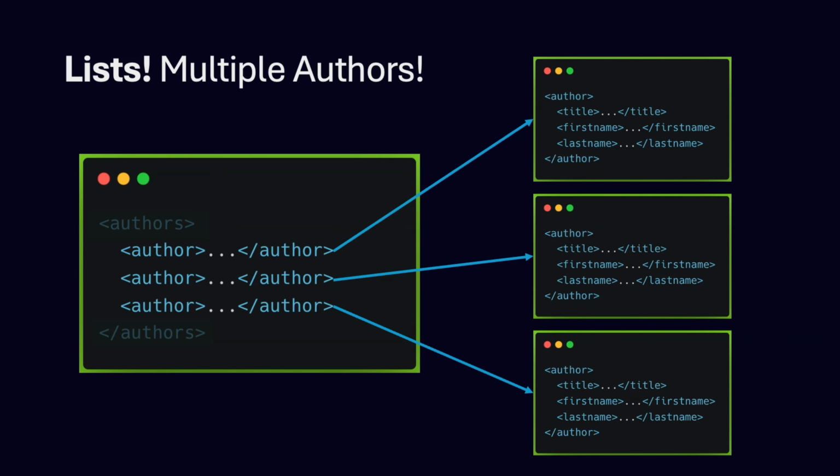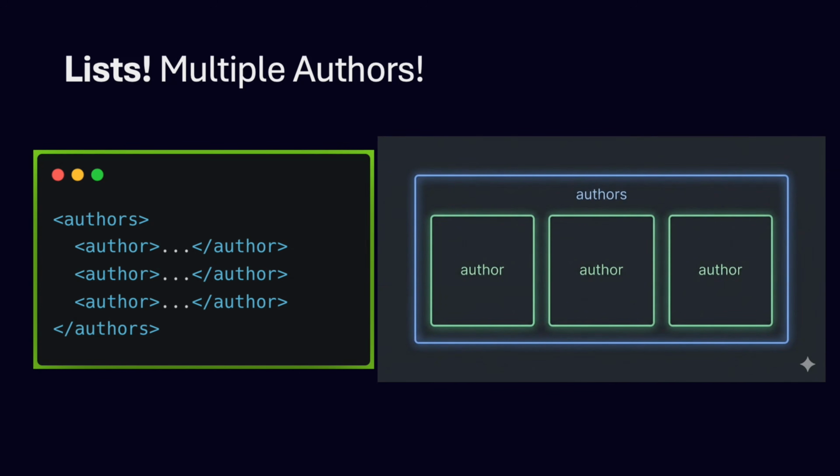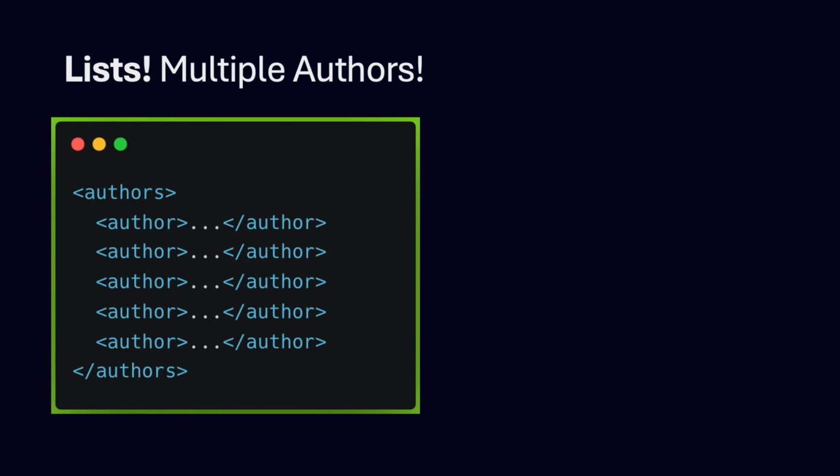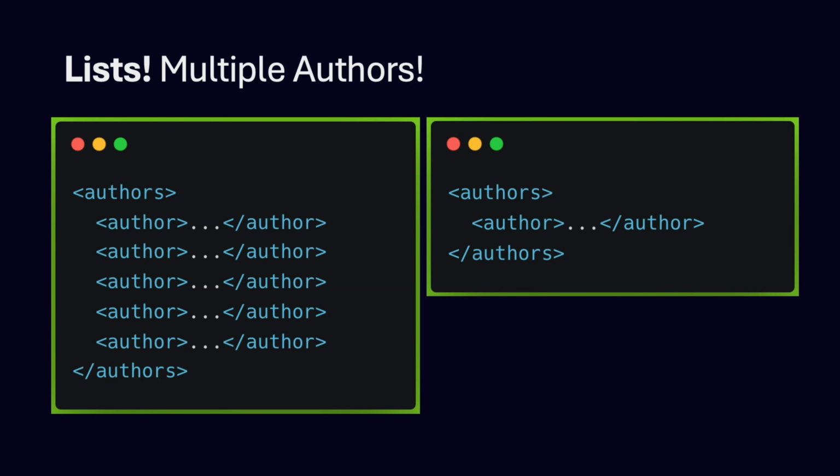This creates a clear parent-child relationship where the container, the parent tag, in this case authors, holds multiple similar items, the child tags. In this case, it's author, singular. Now a book can have as many authors as it wants. What if a book has 5 authors? Then put 5 author tags inside. What if it has only one author? Then just put one author tag inside.